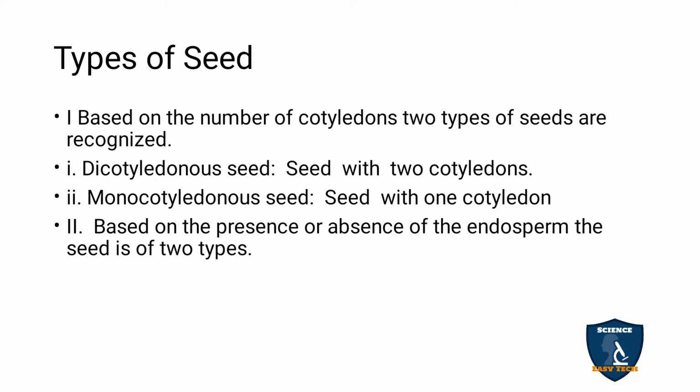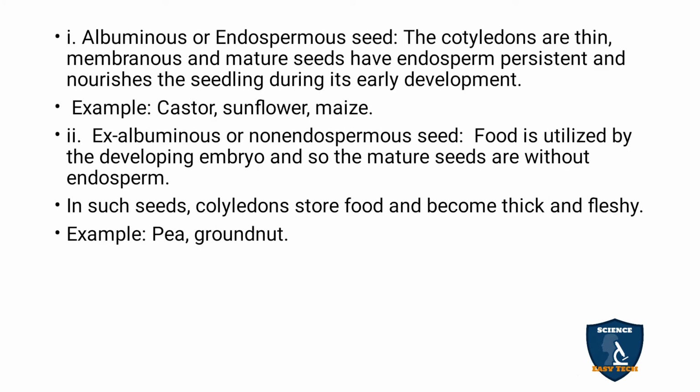Types of seed. Based on the number of cotyledons, it is of two types. Dicotyledon, the seed with two cotyledons. Monocotyledons, the seed with one cotyledon. Di means two, so two cotyledons. Monocotyledons means, mono means single, so one cotyledon. Based on the presence or absence of endosperm, the seed is of two types: albuminous or endospermous seeds, and ex-albuminous or non-endospermous seeds.